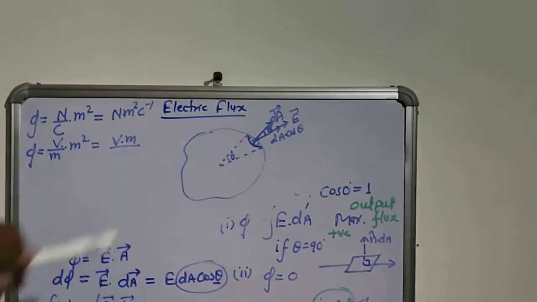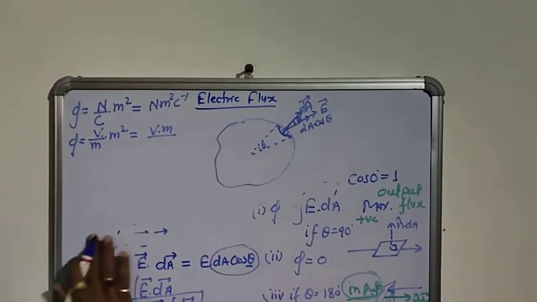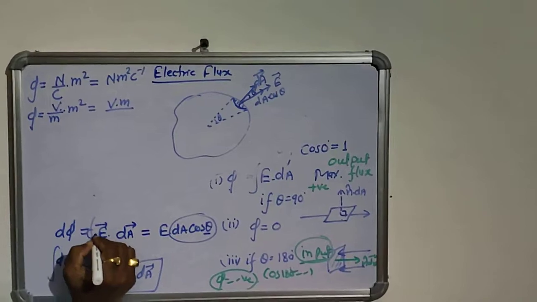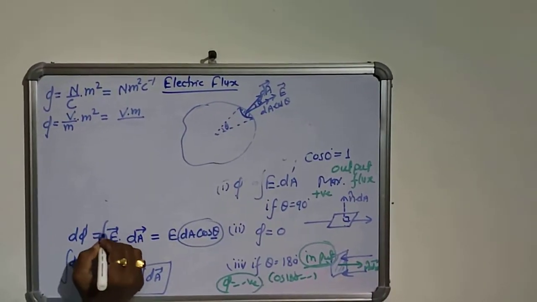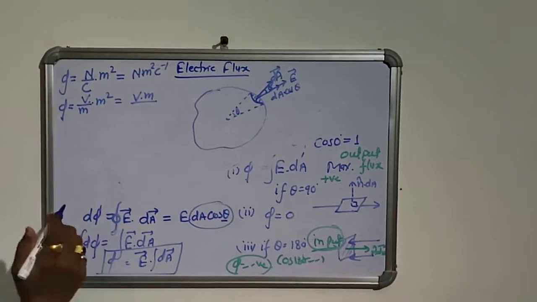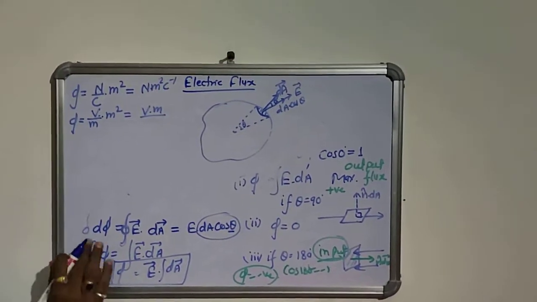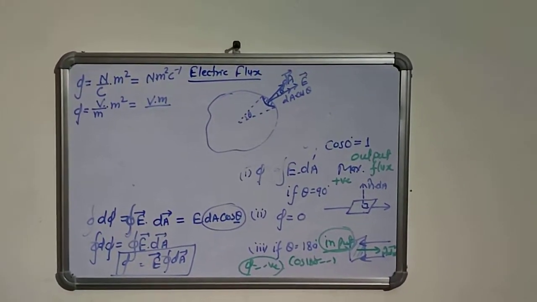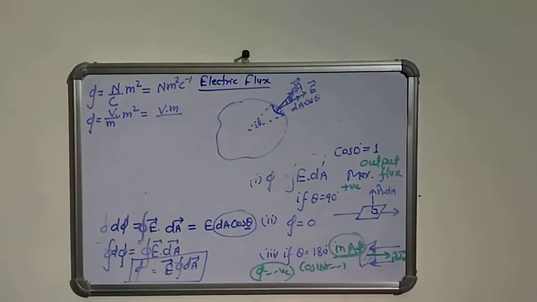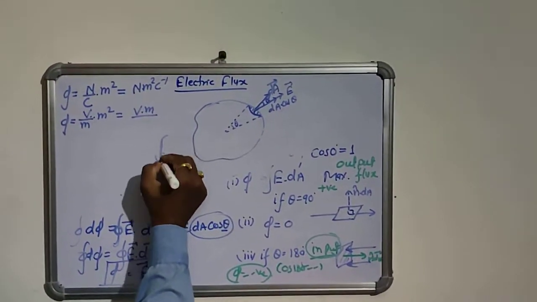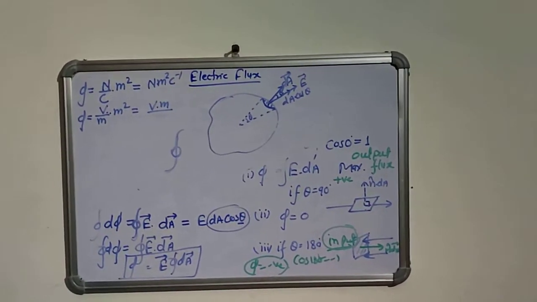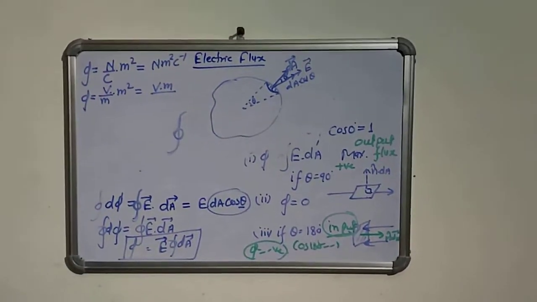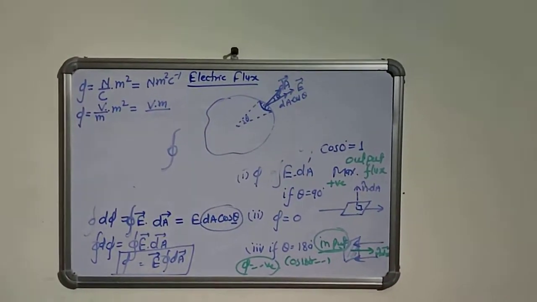For this case, electric flux can be represented by this formula, and we have to take the integration over the closed surface. Here we use the sign of integration with a circle, which represents a closed surface. Okay, this is the electric flux.